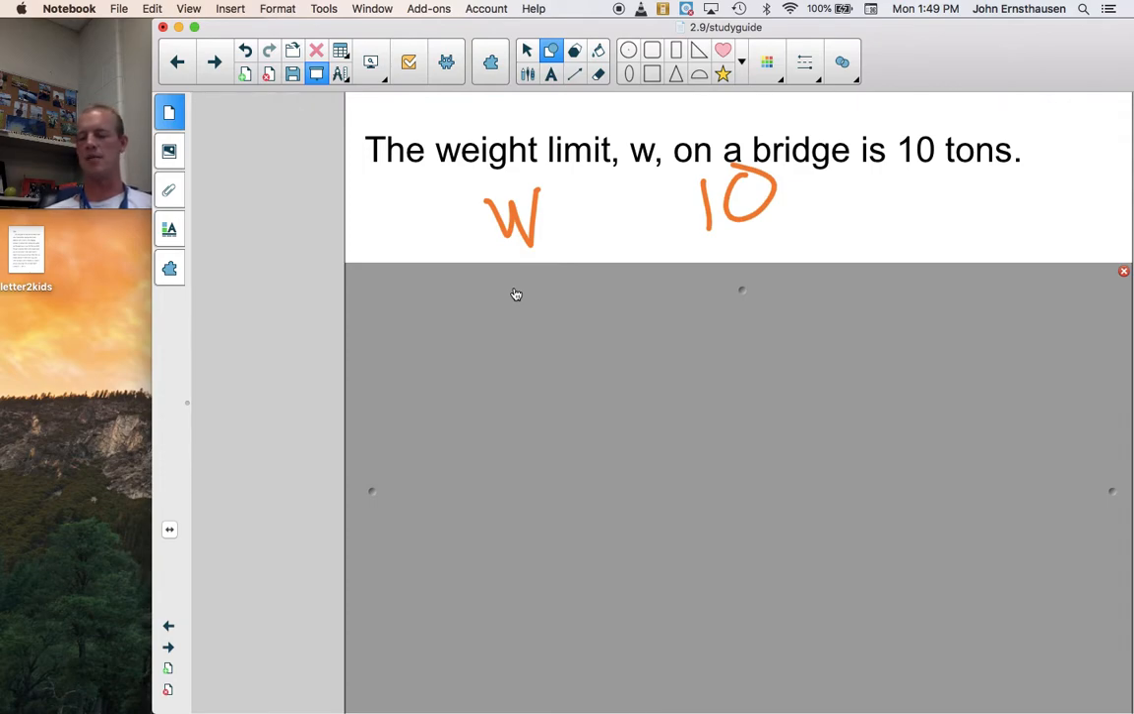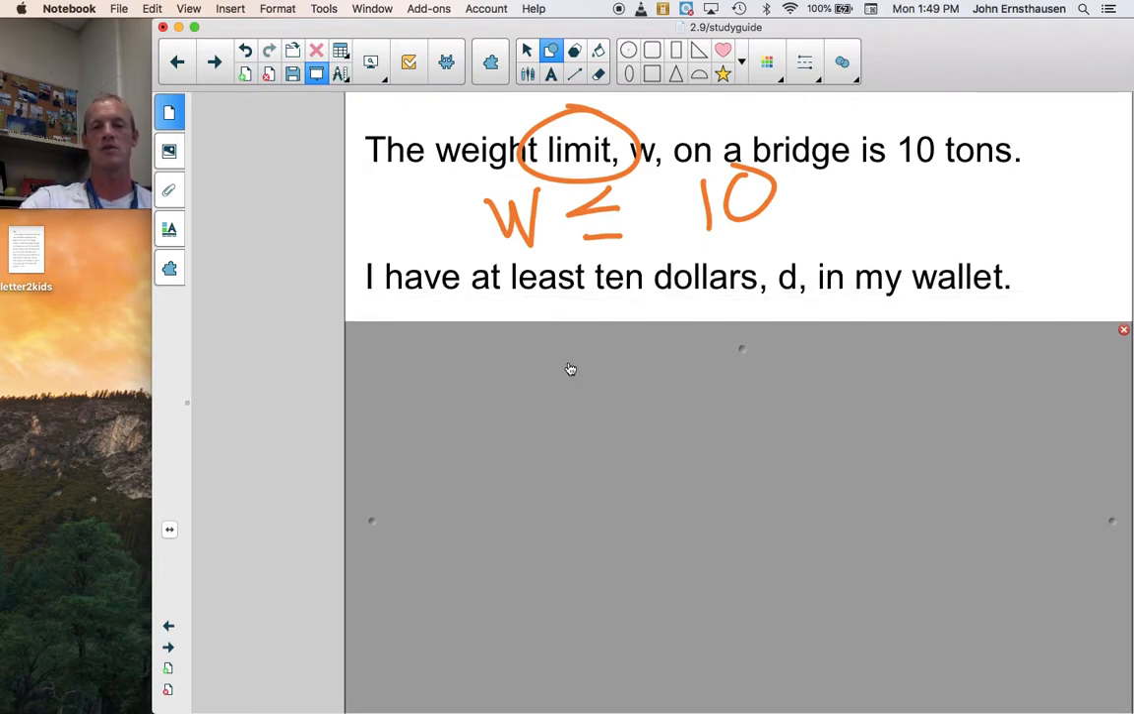Everybody should have this down by now. We're always going to write them this way for 6th grade. What does limit mean? It means we can't go over 10. So W is less than or equal to 10. It could be 10, because 10 works. That's why the or equal to sign is there.